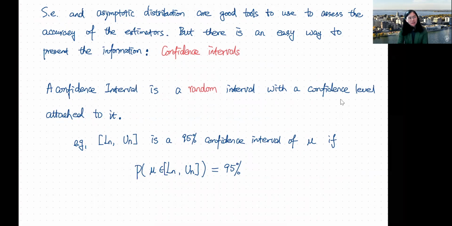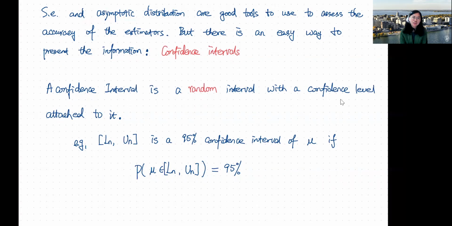But standard error and asymptotic distributions are not very straightforward to understand or to describe. There is an easy way to describe the accuracy of the estimator. That is, to present the information contained in the asymptotic distribution. And this easy way to present the information contained in the asymptotic distribution is the confidence interval.